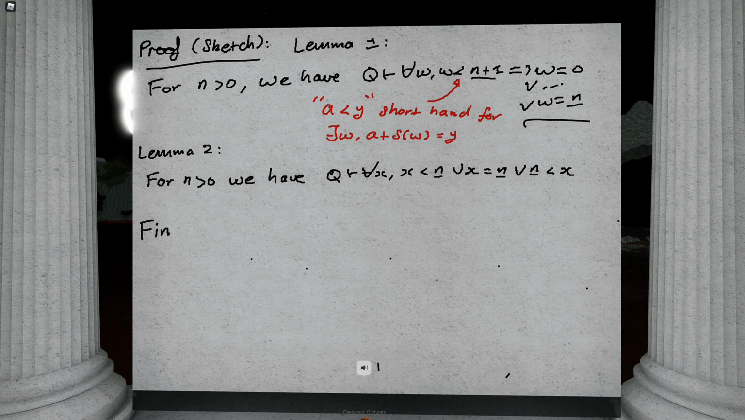Okay, and then finally, finally we prove the main proposition at hand, which is that the minimization of a representable function is representable.